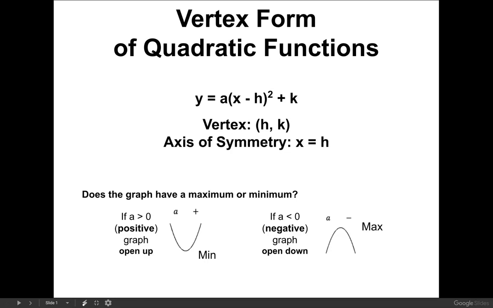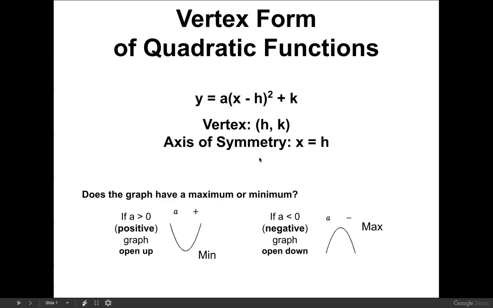In this lesson, you will learn how to work with the vertex form of quadratic functions. The vertex form is y equals a times (x minus h) quantity squared plus k. When we name the vertex, it will be our h, k values. Being especially careful when you name your h, you're going to write the opposite of what you see, and the k, you write exactly what you see.